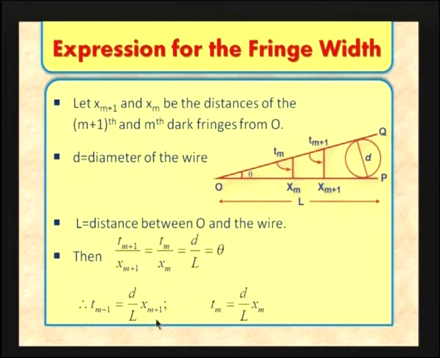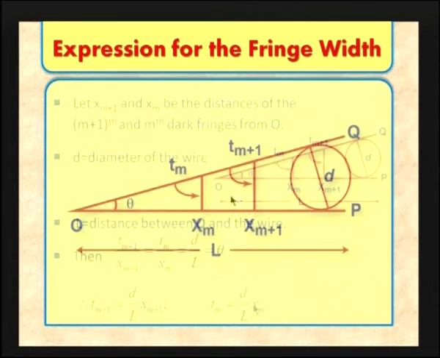This corresponds to the m plus 1th dark band. So, from this, what we have to do? We have to find the difference between x m plus 1 and x m, that is what we are going to do now.